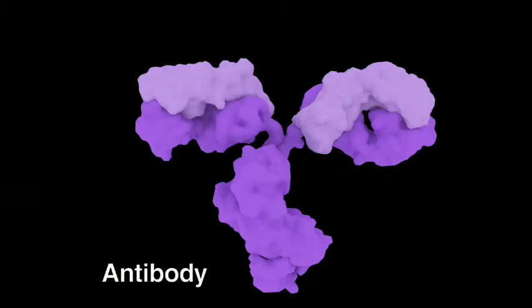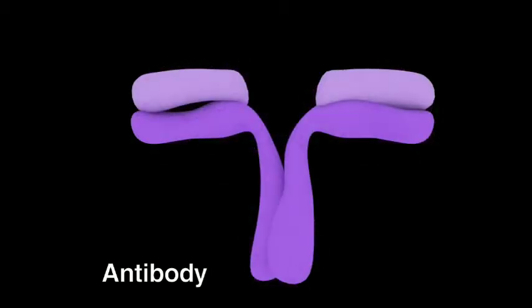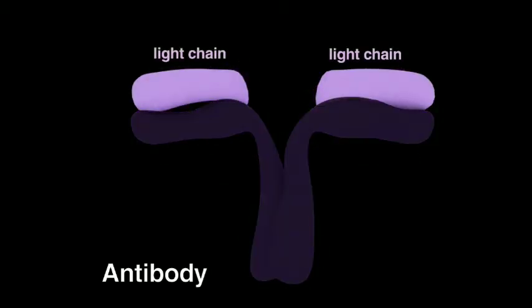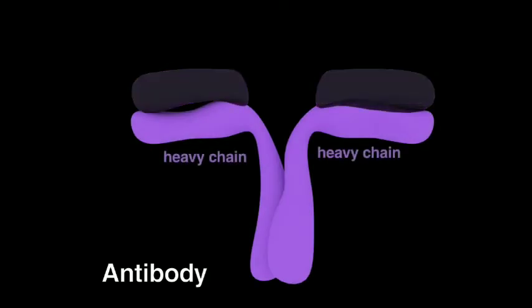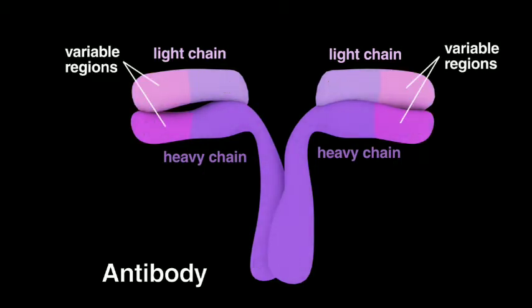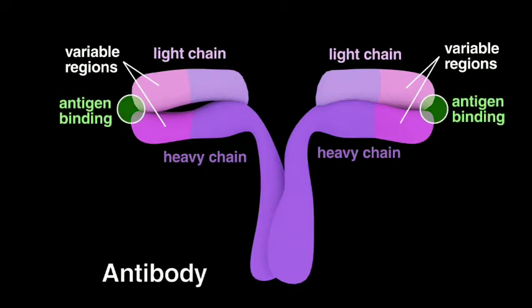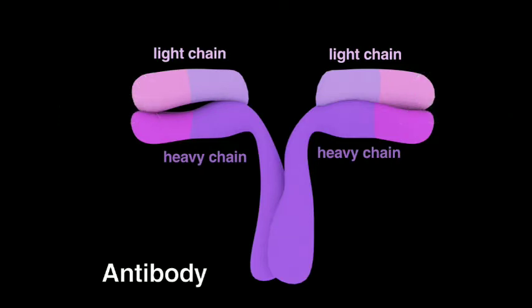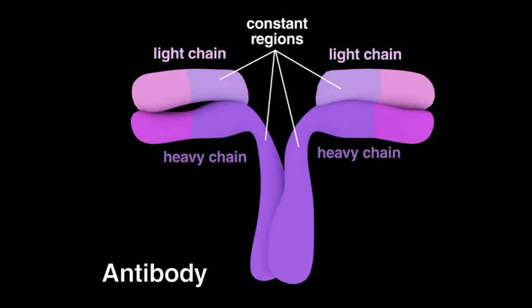Antibodies are Y-shaped proteins and are made up of 4 polypeptides or protein chains, 2 identical shorter chains called light chains, and 2 identical longer chains called heavy chains. The N-terminus of the 4 polypeptide chains vary significantly in sequence from one antibody to the next and are called variable regions. Variable regions are involved in antigen binding. The other regions of the polypeptide chains vary very little in sequence among different antibodies from the same species and are called constant regions. The constant regions are responsible for interacting with effector proteins that mediate the immune response.